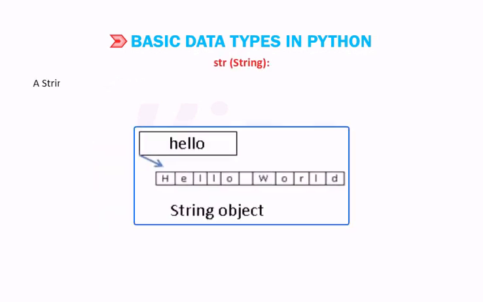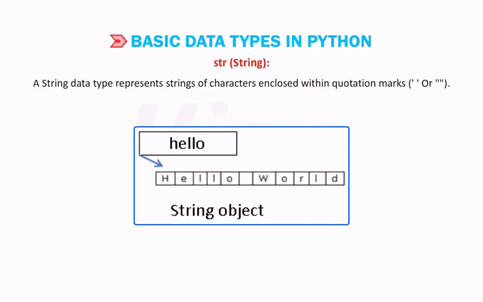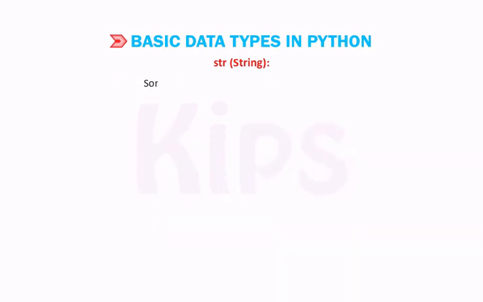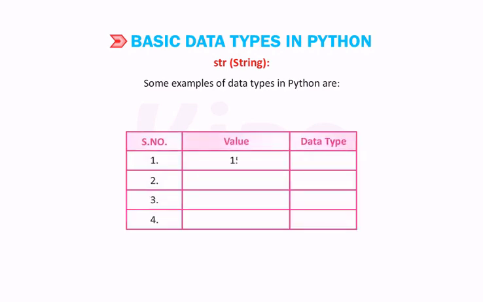str, string. A string data type represents strings of characters enclosed within quotation marks. Examples of strings are "hello", "my name", "218", "peace", etc. Some examples of data types in Python are: value 15, data type integer; value 7.9, data type float; value "computer application", data type str; value 7 greater than 3, data type bool.